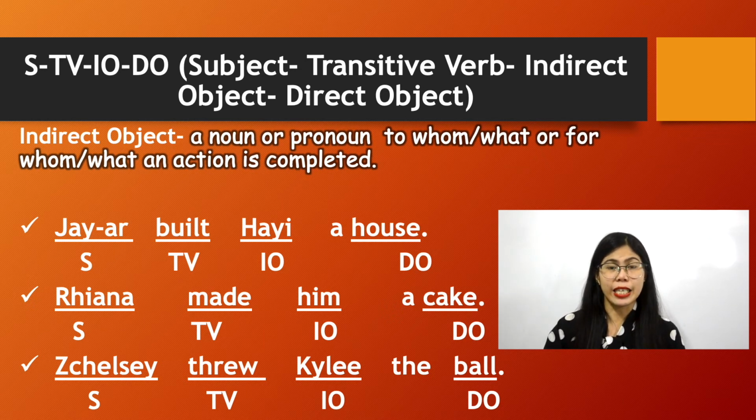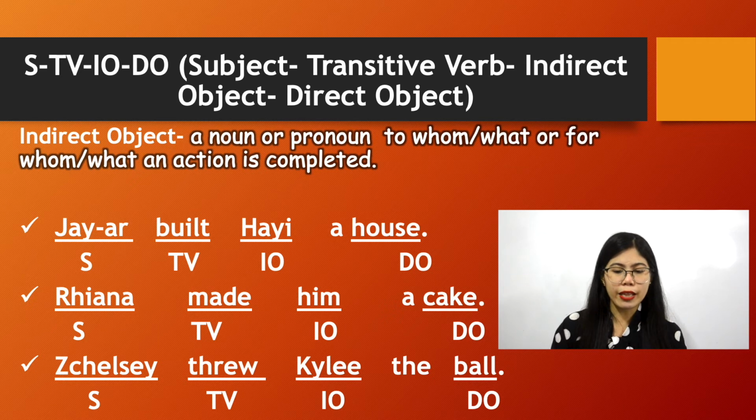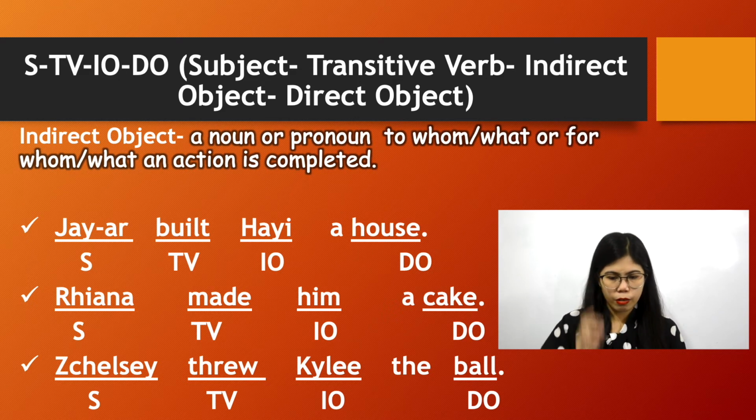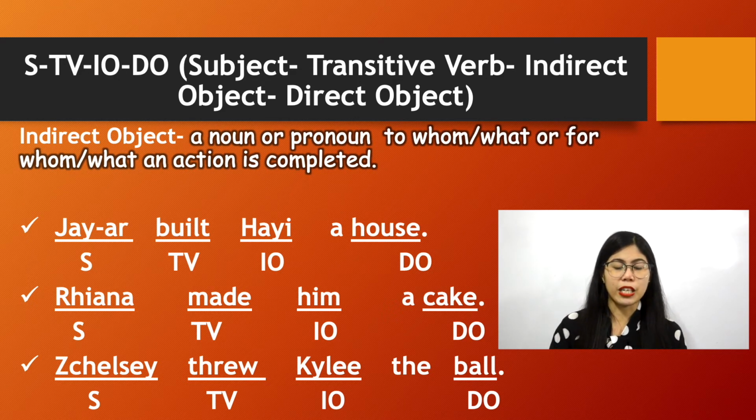JR built Hai a house. Before identifying the indirect object, let's determine first the direct object. What did JR build? A house. So the house is our direct object because it answers the question what. Now to locate the indirect object, let's ask this. For whom is the house built by JR? The answer is for Hai. So Hai will be our indirect object.